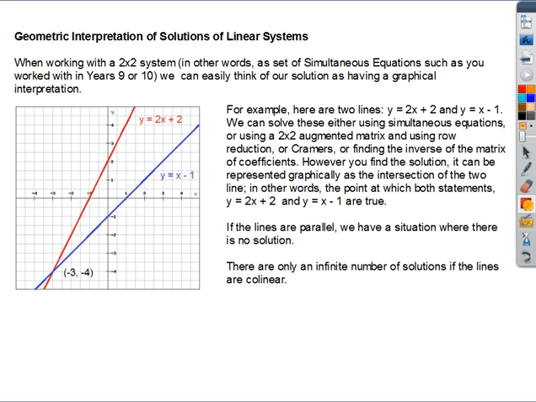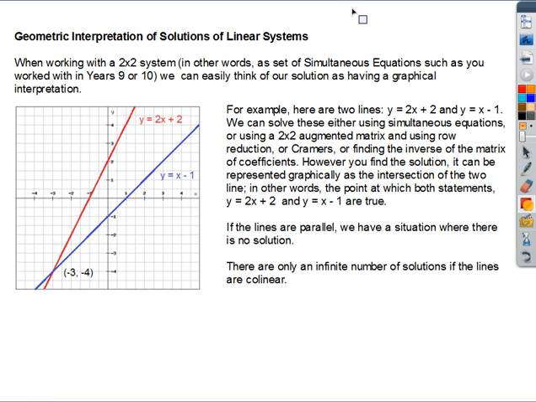Hi girls, we're going to have a look at a couple of things in this next little video. First of all, we're going to have a bit of a think about a geometric interpretation of what we've been working on with systems of linear equations, and we're also going to look at what a homogeneous system is.